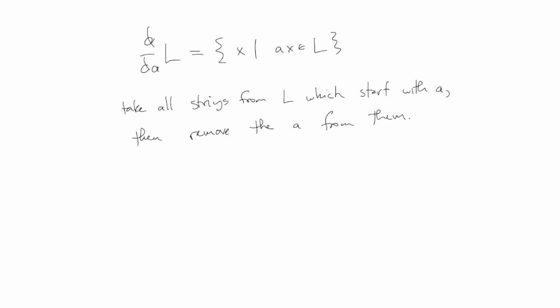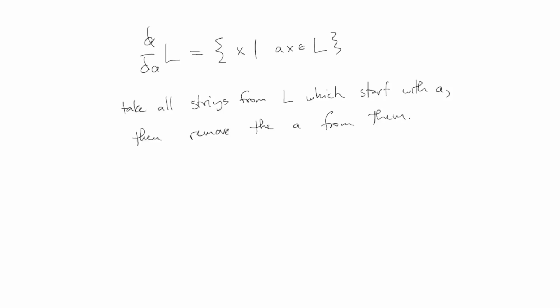I mean, remove the A from the beginning, right? They start with A, you take that one off. Of course, there might be other A's elsewhere inside the strings. And if there are any strings which don't start with A, then you just ignore them entirely. They don't appear in this set at all. Any string from L which doesn't start with A just doesn't appear in the answer at all. And so you can get the empty set, for example, when you take the derivative.